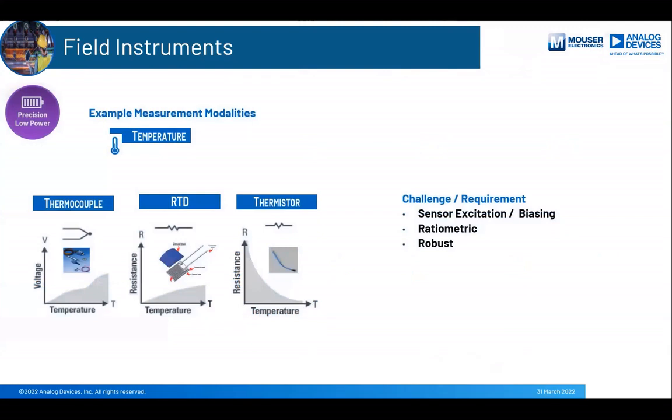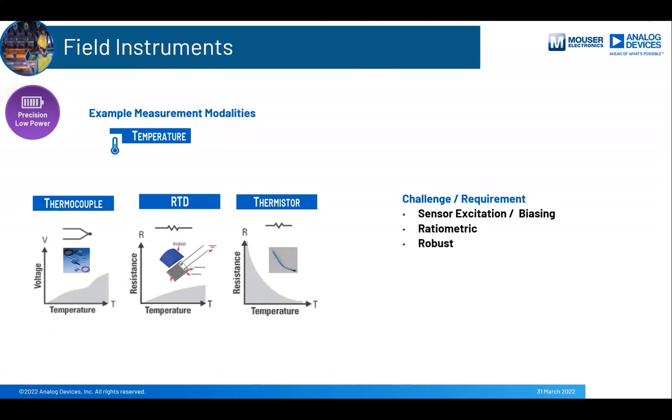Taking temperature as a focus, this is a common modality for field instruments, but also for many applications beyond this space. If we focus on field instruments in particular, system designers face significant challenges in ensuring highly accurate measurements. Figuring out the right sensor for the end solution or being able to support multiple sensor types can be a regular design challenge. If we look at some of the requirements for these sensors, for this example, we've called out 3 different types of temperature sensors here: thermocouples, RTDs, and thermistors.